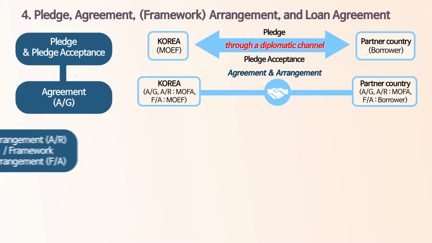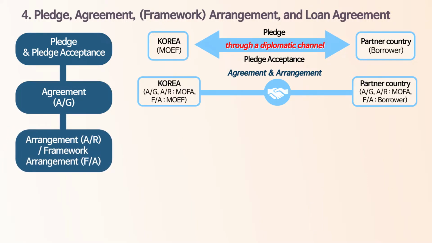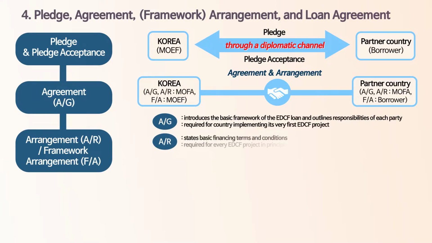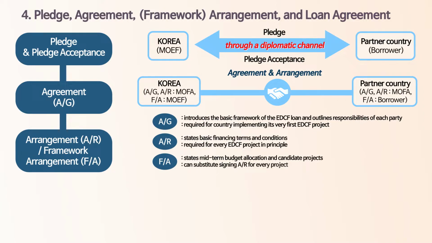Then, an arrangement, or AR, for each EDCF project is required to actually finance a specific project. However, for partner countries who have entered into a framework arrangement, or FA, with Korea, signing an AR for every single project is not required. It is because the FA specifies prospective budget allocation for the partner country over a certain period of time, along with a list of candidate projects.